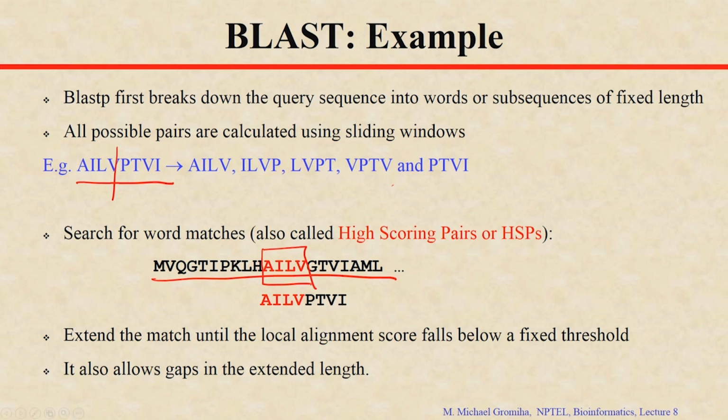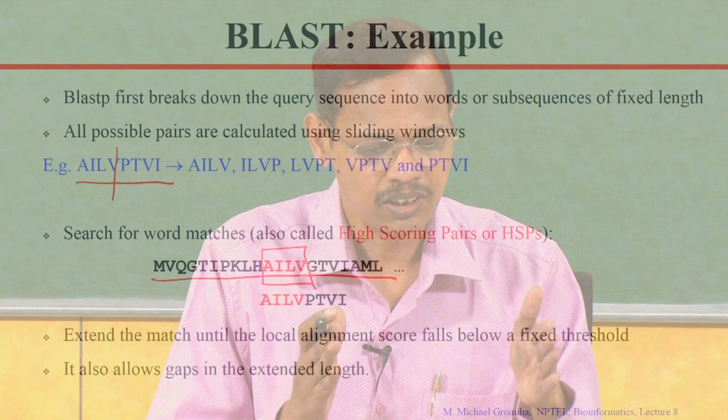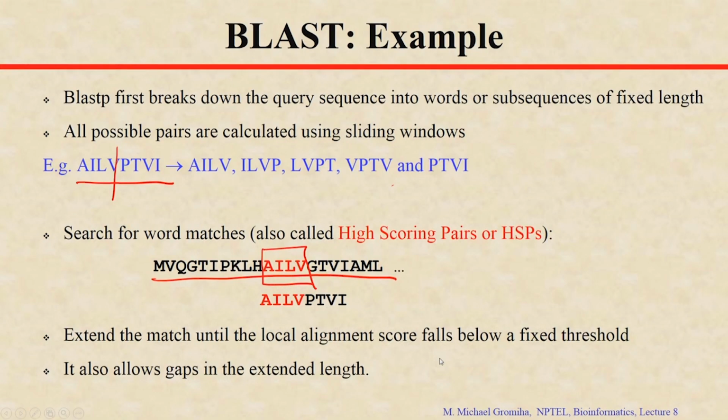This type of match is called a high scoring pair, where all the residues match in a subsequence, for example the 4 residue segments or the 5 residue segments and so on. Then you extend the match further and see how long you can extend it to be an exact match. Once it fails, you stop there. This gives you the high scoring pairs: how many exact matches you can have between the query sequence and the target sequence.